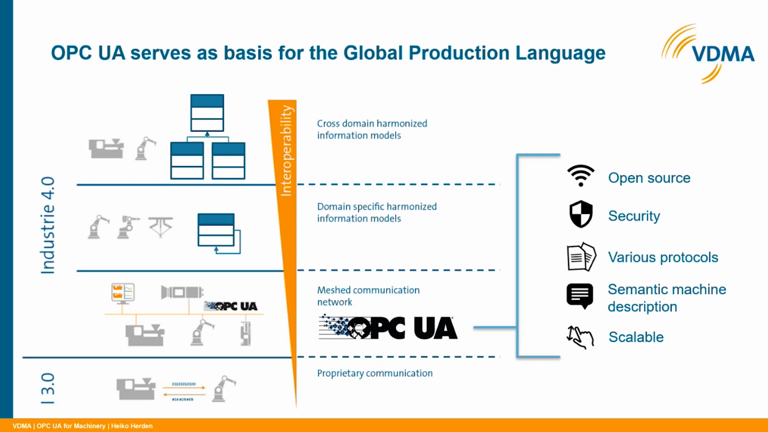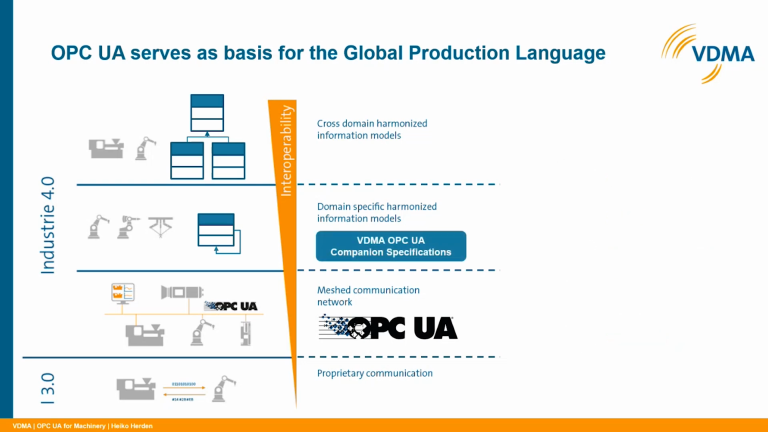But OPC UA only solves how the data gets from A to B, but it doesn't really solve how the data looks like. And that's now where we need to address with information models. So we define domain-specific but harmonized information models. And this we do in so-called OPC UA companion specifications.